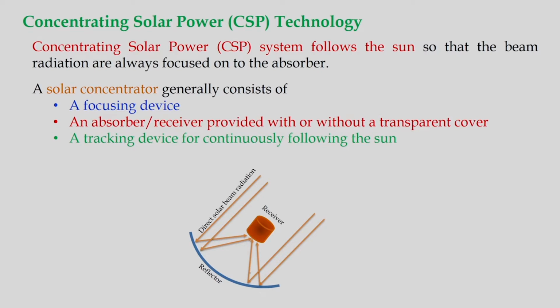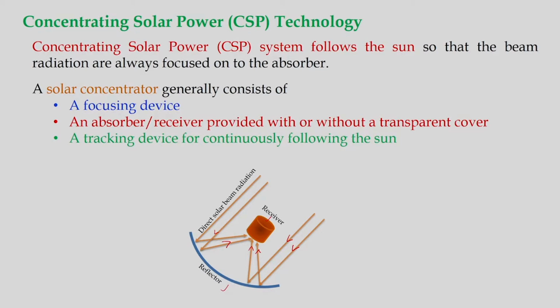As you can see here, a solar concentrator generally consists of a reflector, or concentrator we can say, and this is a receiver. Solar radiation comes and strikes this reflector and it reflects to this absorber. That is how it works, and heat transfer fluid flows through this receiver, and then that can be collected in a collection unit and used as per the applications.